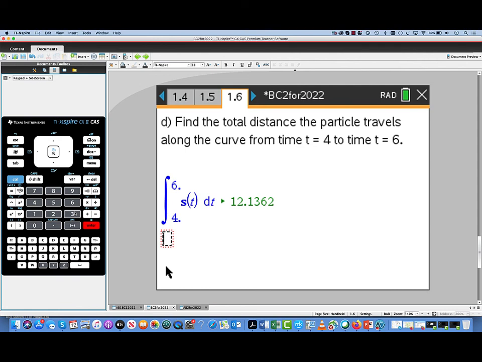And there we go. Well, that completes our discussion of some fairly standard topics in particle motion in the plane.